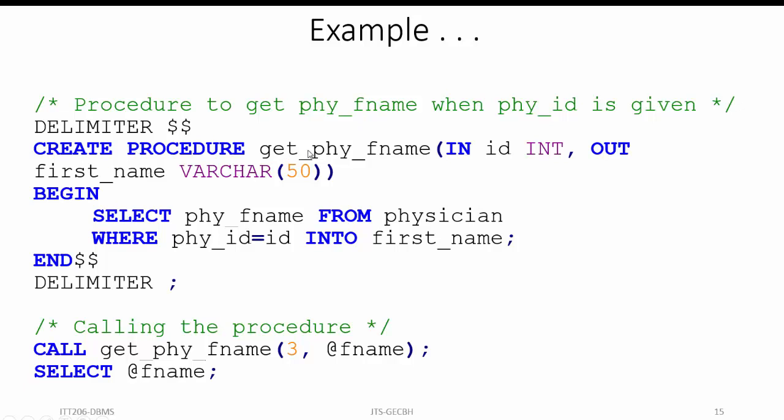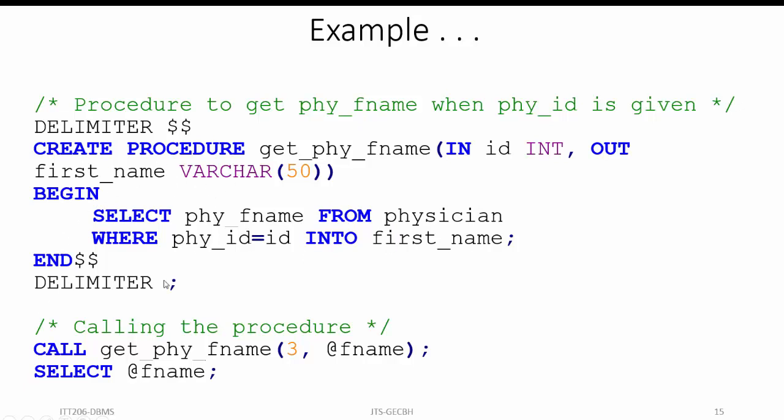Here, create procedure, then the name of the procedure, then the type of parameter, the name of the parameter, and the data type of the parameter. Then again the output parameter, the name of the parameter, that is first name, and the data type of that parameter, that is varchar. Then we have the begin and end, and these two dollar signs simply mark the end of the procedure. Inside that we write select physician underscore f name from physician where physician ID is equal to this particular ID, and the value that we fetch, that is phy underscore f name, will be stored in the variable first name, which is the output parameter.